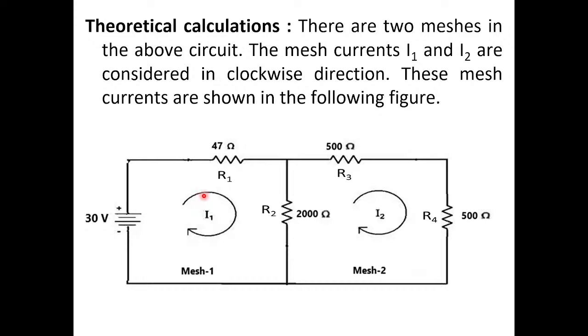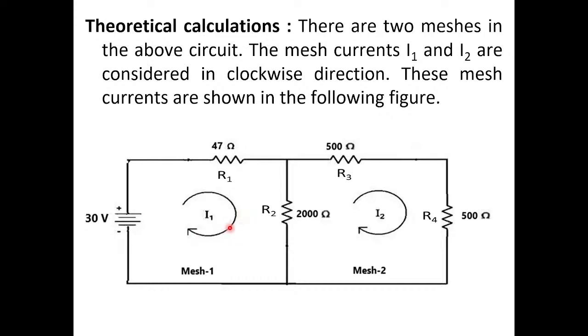These arrow marks are nothing but the direction in which current is flowing. We are assuming some direction; it's our wish. According to this diagram, we are assuming that I1 current flows in clockwise direction. I2 current also flows in clockwise direction in this closed path. Within this closed path, the I1 loop current flows in clockwise direction.